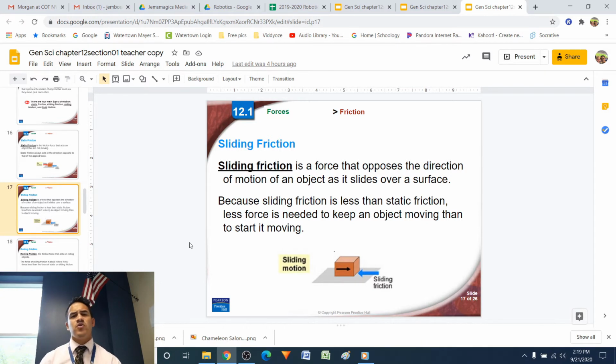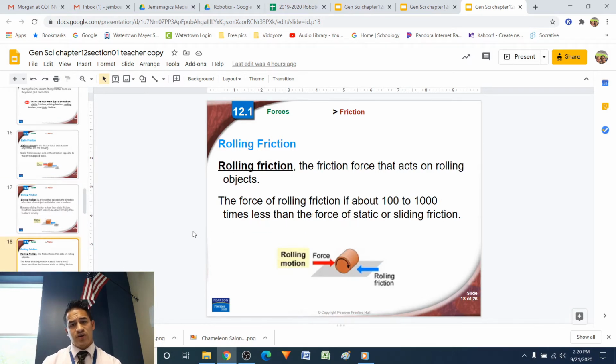So this is why, if you ever moved anything heavy, once you get it moving, you're typically just like, okay, keep going, keep going, keep going, because you know that as soon as it comes to a stop, it's going to be difficult to get it going again, right? Because once it's moving, it's easier. So sliding friction is relatively weak.